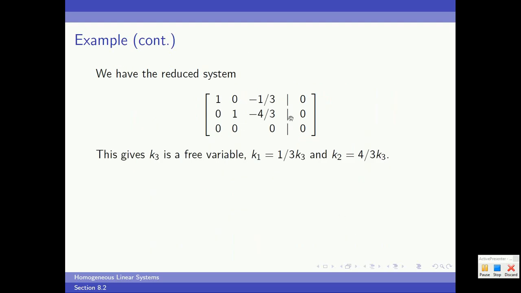So I have this system. My K3 is my free variable. My K2, when I move this to the right-hand side, is equal to 4/3 K3. And my K1, move this to the right-hand side, is 1/3 K3. So letting K3 equal 3, then we get the eigenvector. So K3 is equal to 3, my K1 is equal to 1, and my K2 is equal to 4.